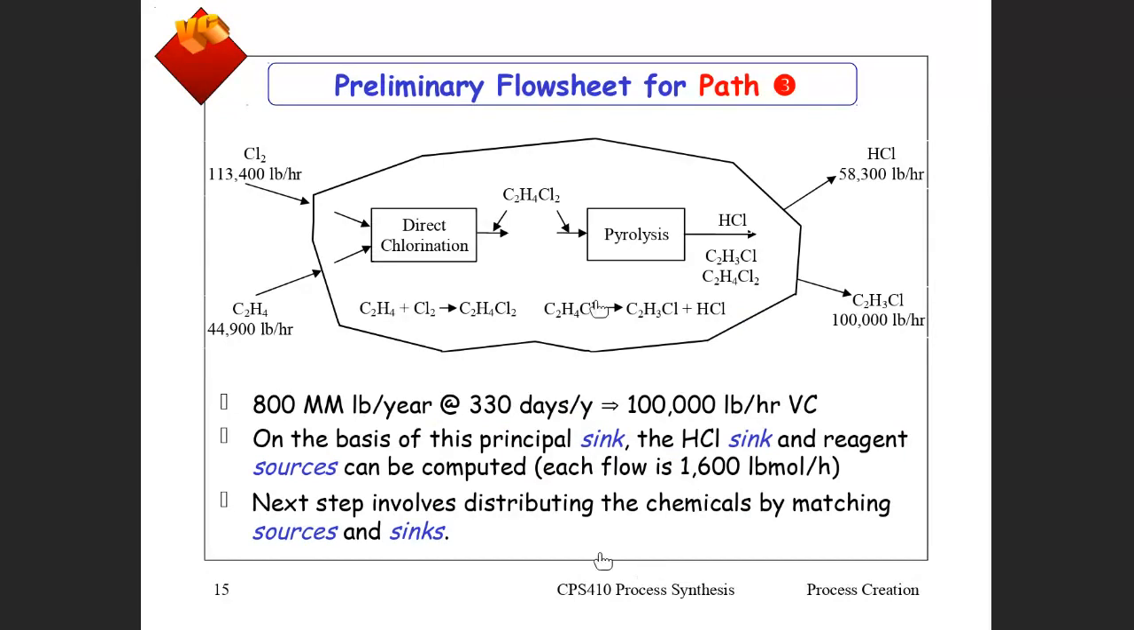So this is the preliminary flow sheet for path 3. So we've got the direct chlorination, chlorine plus ethylene, and we make dichloroethane. There's the dichloroethane. There's the reaction, and then we use that dichloroethane pyrolysis at 500 degrees C, and that will make, with 65% conversion, vinyl chloride monomer and HCl. And because it's 65% conversion, there is going to be some unreacted dichloroethane over there.